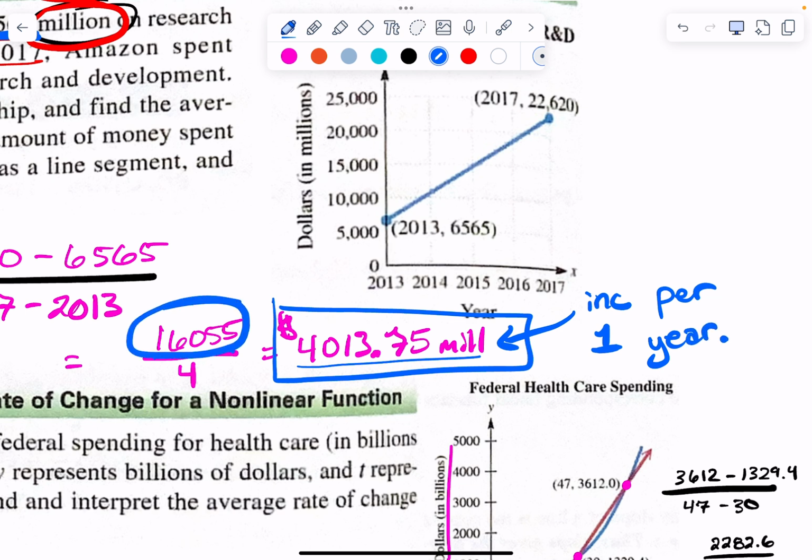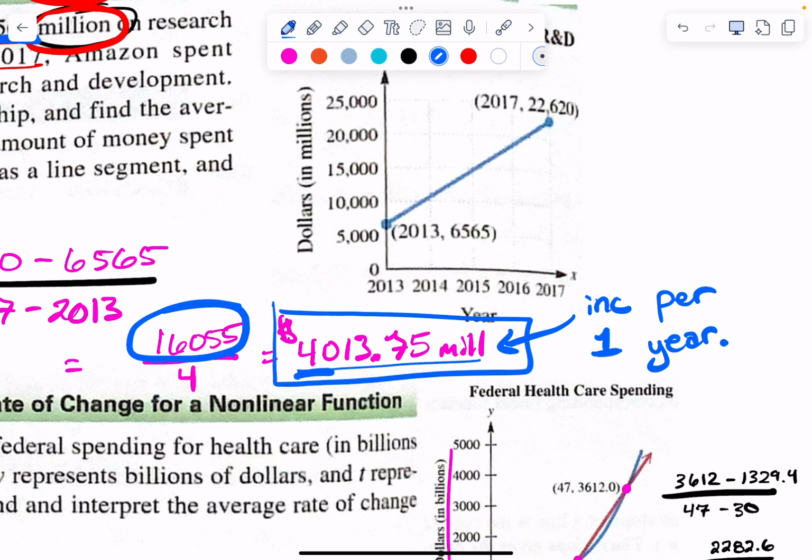Over 4 years, it increased 16,000 million, basically, so about 16 billion in 4 years. This is 4,013.75 million, which is actually about 4 billion. That's a decimal, by the way. So that's the amount that it increases per 1 year. That's your average rate of change, okay? So just how much it's going up per 1 year instead of per 4 years.